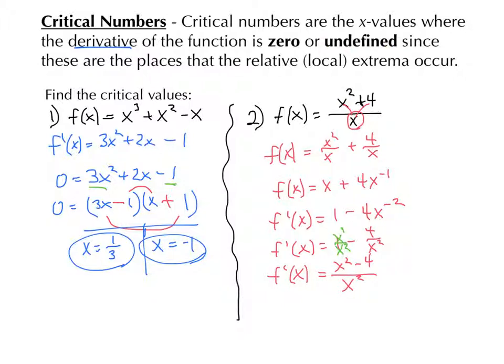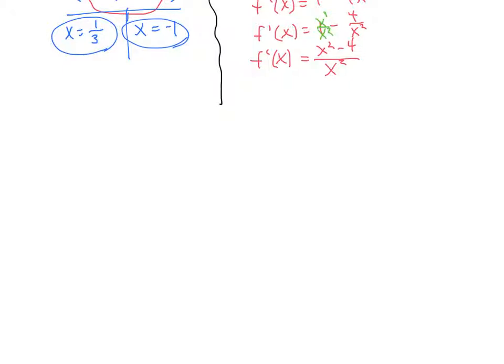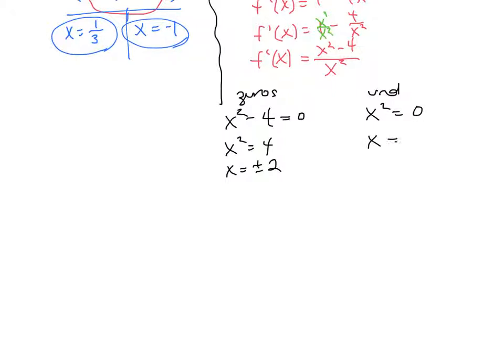Okay, so we're going to go ahead and do that. I'm going to find my zeros and also find my undefined values. So my zeros would be where the numerator, x squared minus 4, equals 0. So that would be x squared equals 4. So x is going to equal positive, and don't forget your negative, 2. Then you're going to set your denominator equal to 0 to find your undefined value. So that's just going to be x equals 0. So we have 3 critical values. 2 come from the zeros, and 1 comes from where the derivative is undefined.